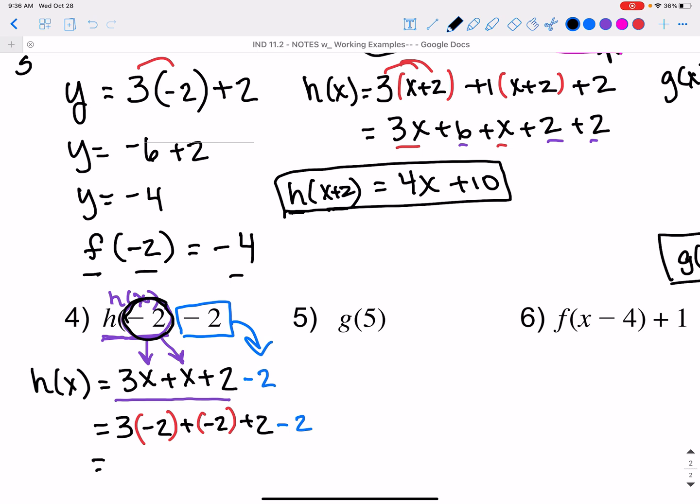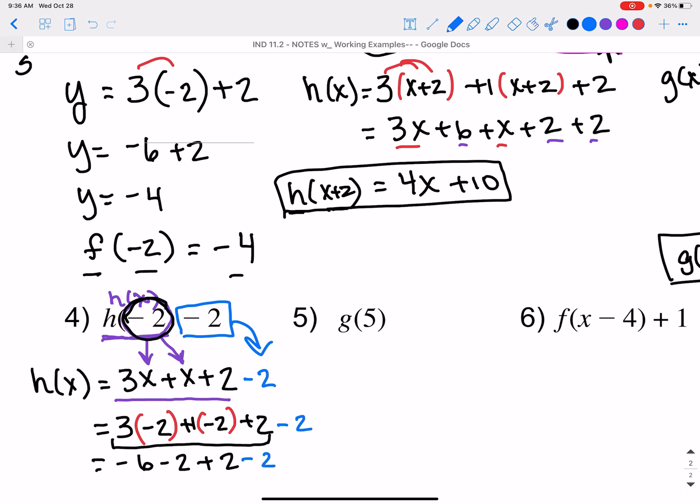So let's evaluate this using PEMDAS. Let's do our parentheses first. 3 times negative 2 is negative 6. That's just a plus 1. And plus 1 times negative 2 is negative 2. Plus 2, right? That's this section right here. And then, as always, I keep dragging down my minus 2, right? Because I've got that too.